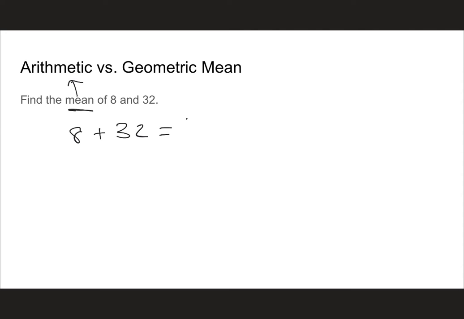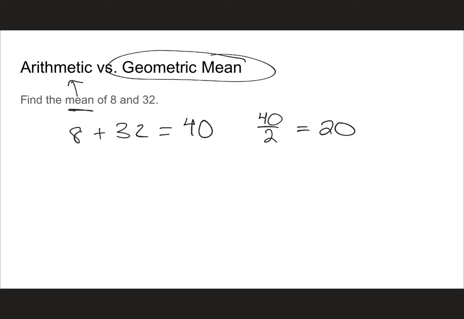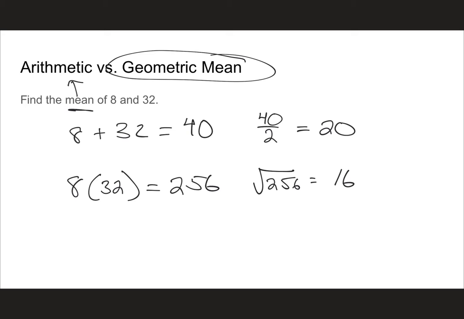8 plus 32 is 40. And then we divide by the number of numbers. 40 divided by 2 gives us 20. When we are talking about the geometric mean, instead of adding, we multiply the numbers. 8 times 32 is 256. And then instead of dividing by the number of numbers, we take the nth root of the product. So here we have two numbers, so we're going to take the square root of 256, which is 16.